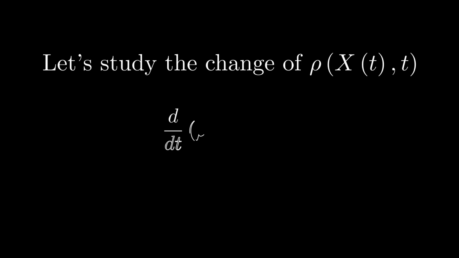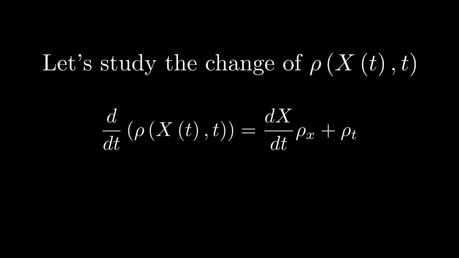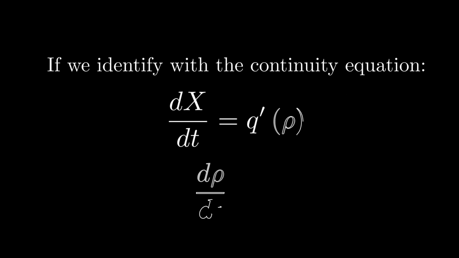Let's analyze what happens to rho restricted to this curve, i.e. rho of x(t), t. A good place to start is to examine the change of the density with respect to time. So let's differentiate rho of x(t), t with respect to t. This gives us, using the chain rule, that the derivative of rho restricted to the curve with respect to t is equal to dx over dt times rho sub x plus rho sub t. By identification, the curves that will ensure what we want are the ones satisfying dx over dt is equal to q prime of rho and d rho over dt is equal to 0.